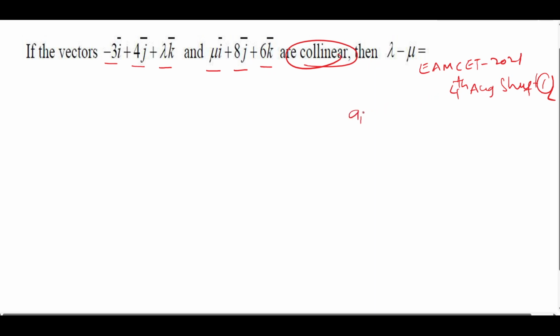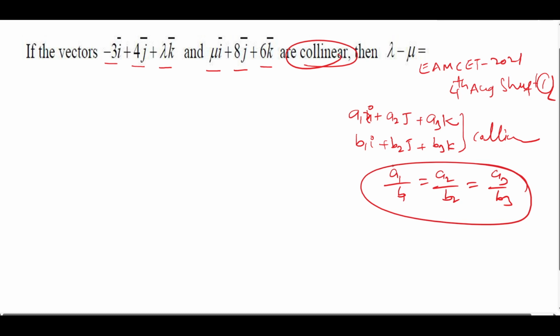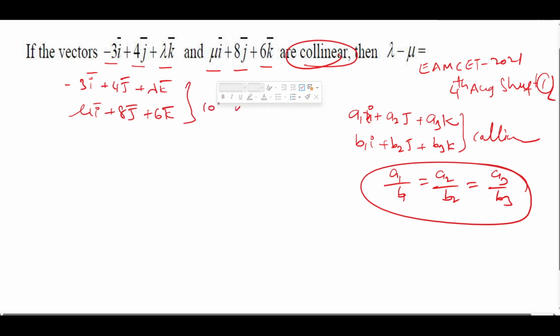If two vectors a1i plus a2j plus a3k and b1i plus b2j plus b3k are collinear, collinear means a1 by b1 is equal to a2 by b2 is equal to a3 by b3. This is the condition for collinearity. Here the given vectors are minus 3i bar plus 4j bar plus lambda k bar and mu i bar plus 8j bar plus 6k bar, which are collinear.